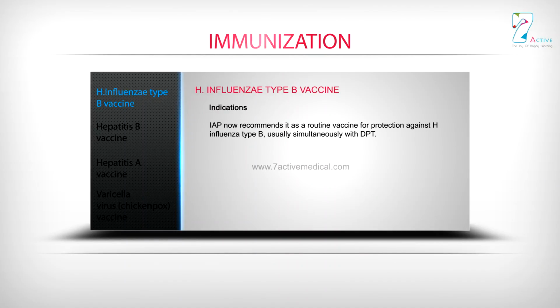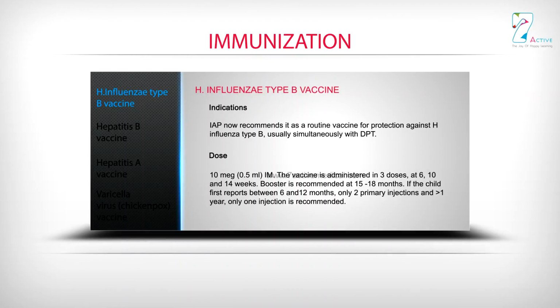Indications. IAP now recommends it as a routine vaccine for protection against H. influenza type B, usually simultaneously with DPT. Dose: 10 mcg, 0.5 milliliter IM. The vaccine is administered in 3 doses at 6, 10 and 14 weeks. Booster is recommended at 15 to 18 months. If the child first reports between 6 and 12 months, only 2 primary injections, and greater than 1 year, only 1 injection is recommended.